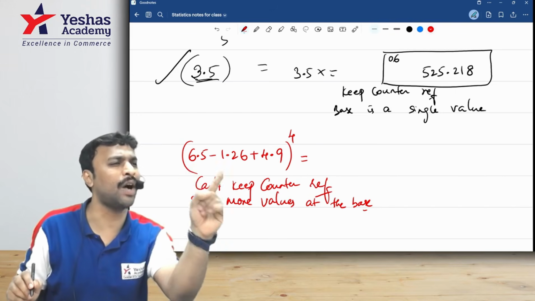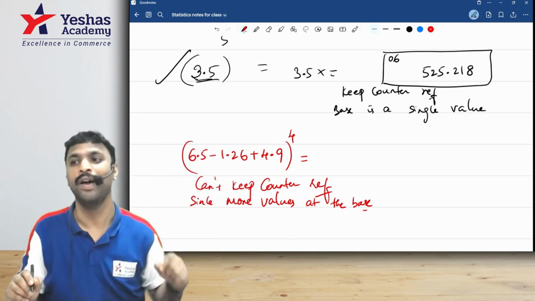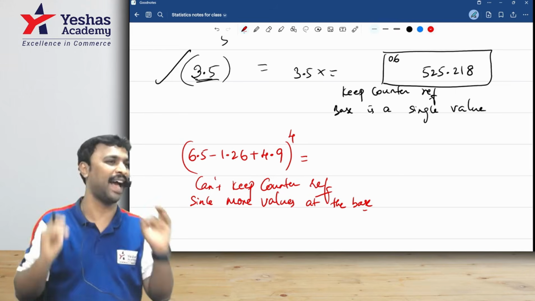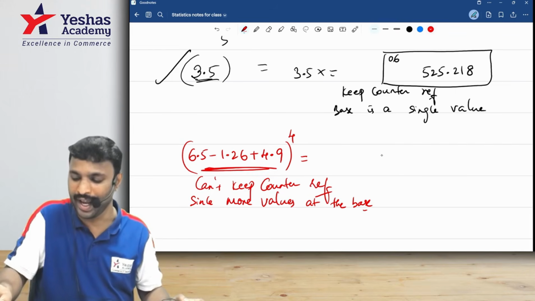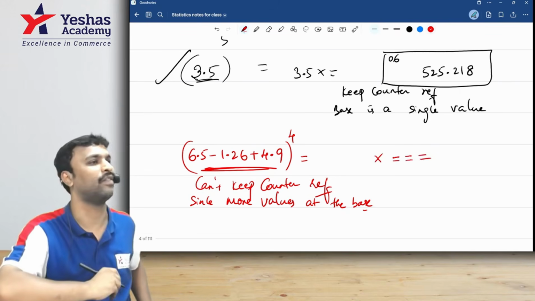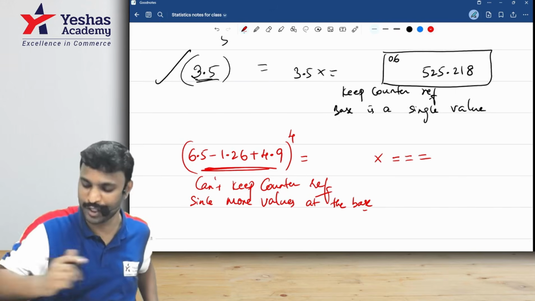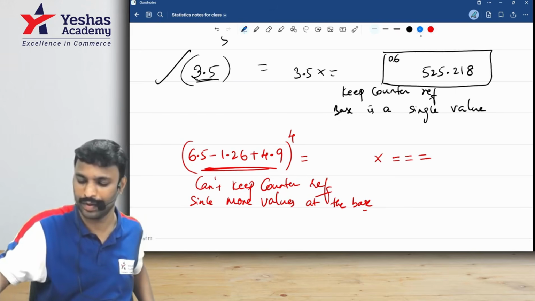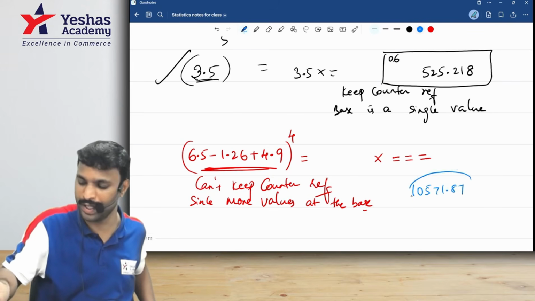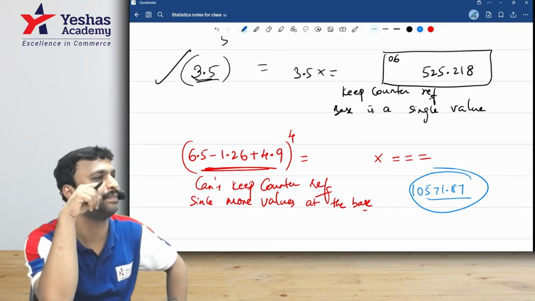3 times. When you keep the counter reference, the counter number should be one more. When you keep the equal to reference, how many times do you have to press equal? One less than the actual power. So type this value, into, equal how many times this time? 3 times. Have you understood? Are you getting it? Say yes or no. The answer is 10571.870. Are you all getting it?